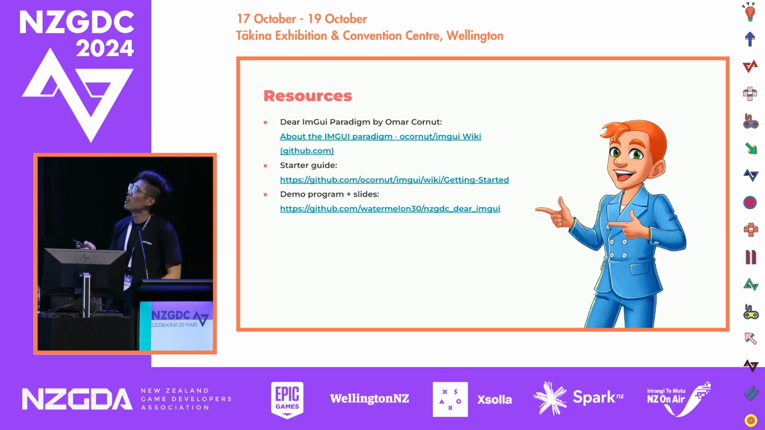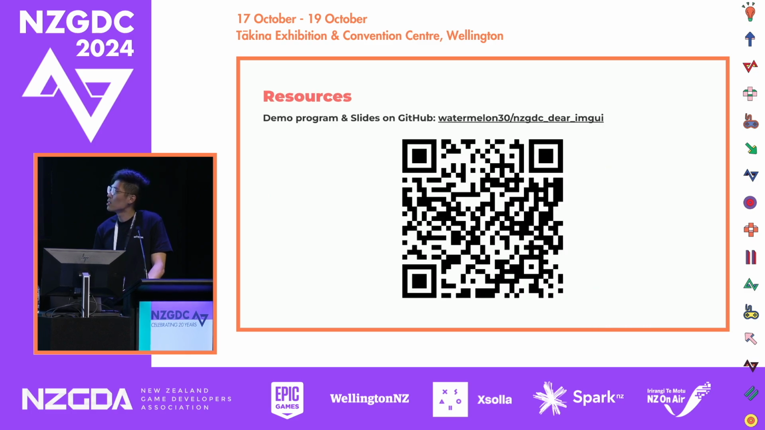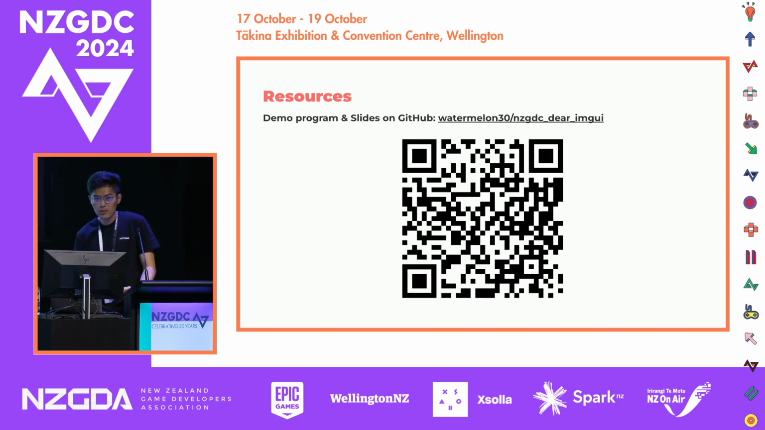Some resources: the GitHub page, some documents that they made, and a demo program where I put some of my work, some examples in Dear ImGui. You can check it out if you are interested. And there's a QR code for the demo. If you have a phone, you can scan it. And if you don't want to take out your phone, you can just memorize my username, watermelon30. I don't have much work, so you can easily find the project.